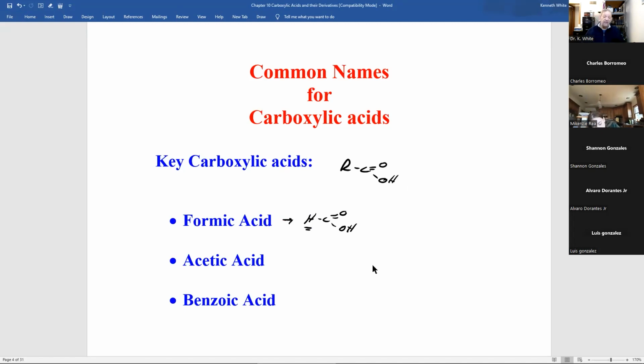The IUPAC name, 1 carbon, methane, drop E, add OIC in the word acid, methanoic acid, nobody ever uses. This is formic acid. Now, how many of you have heard of the fire ants? Those are ants, and I think they're mainly in the deep south of the United States and Mexico and Latin America. And these are ants that mix a chemical with water in their body, heat it up, and if they're attacked, spray it at their attacker. And the chemical they mix with water in their body is formic acid.